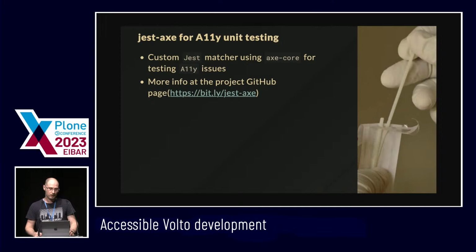Then there is something that is not enabled in Volto Core, but personally I like, because Volto does ship with Jest for unit testing. And this jest-axe is a custom Jest matcher, which is using under the hood the axe-core package that is used basically by any other tool that is testing for accessibility issues. If you'd like to know more info about the custom matcher, you can go to the link that I have given in the slide.